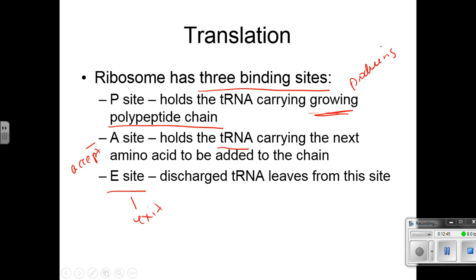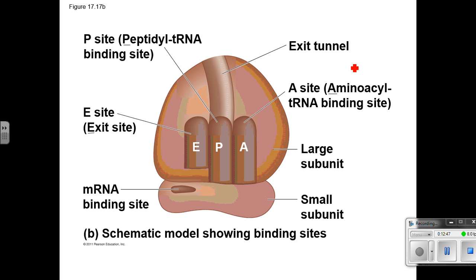So tRNA first comes into the A site, moves over to the P site. This is where you're going to have all the amino acids, and then it's going to move to the exit site, and then it's going to go away, and another one's going to be coming in, and it's going to keep progressing in that direction.